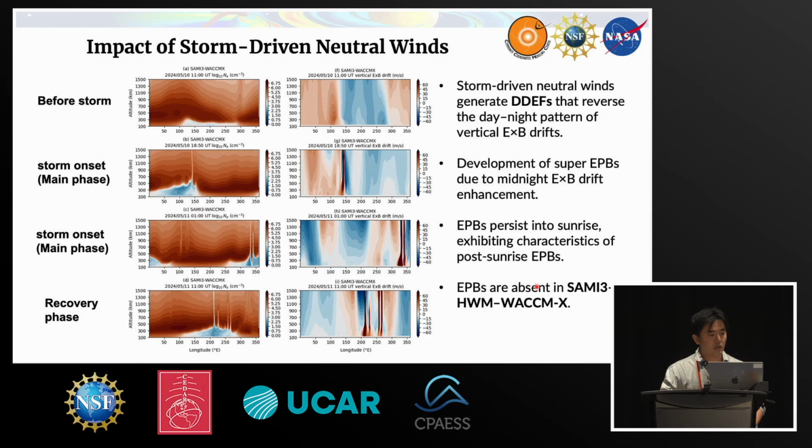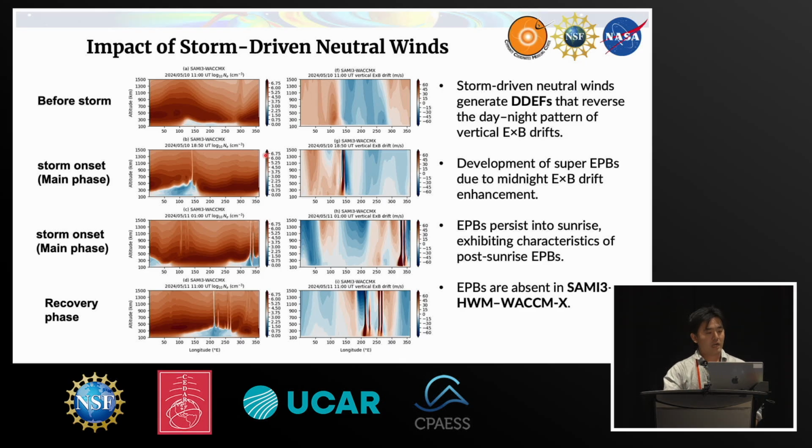First is the impact of the storm-driven neutral wind. This shows the electron density. The left column shows the electron density as a function of longitude and altitude, and the right panel shows the vertical E cross B drift. Before the storm, you can see that during the daytime, it shows a very significant upward E cross B drift, and at nighttime, downward. So it's a typical vertical drift variation. You can also see a very clear pre-reversal enhancement of vertical drift here, but there are no bubbles before the storm.